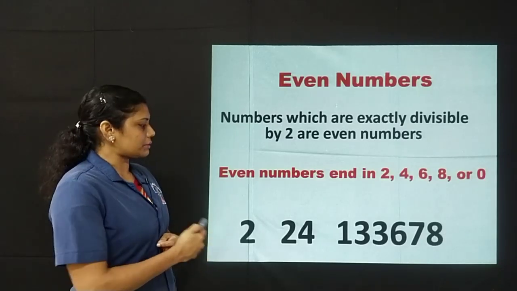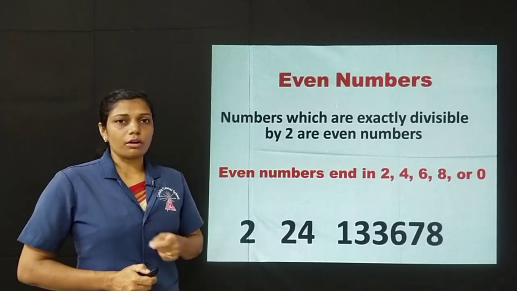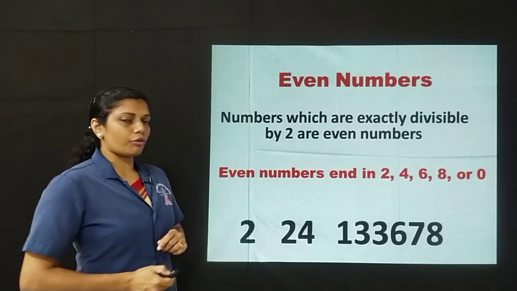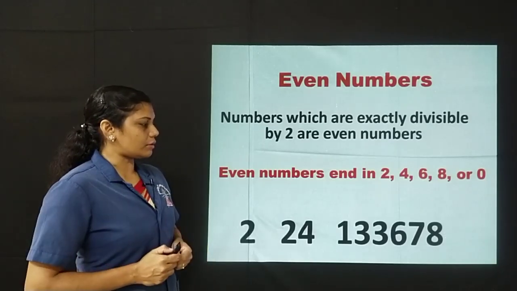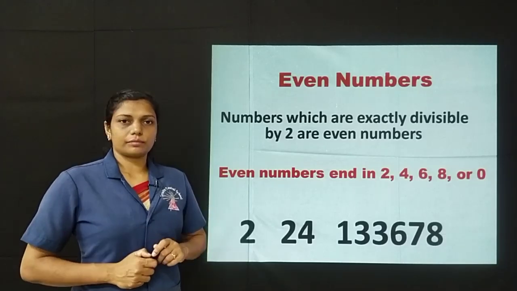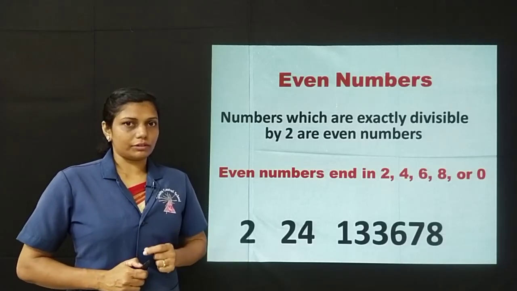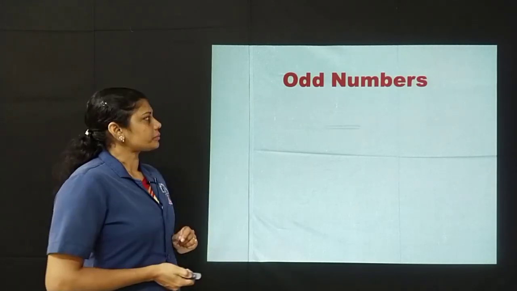Observe children, the units place ends in 0, 2, 4, 6 or 8. In 24, the units place is 4. In 1,33,678, the units place is 8. I am sure you know what are even numbers now. Let us see what are odd numbers.